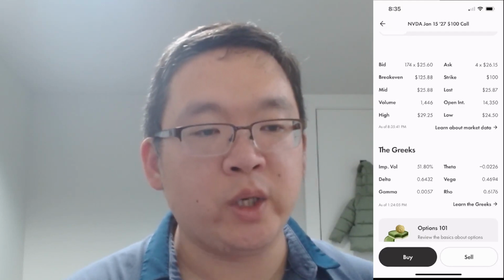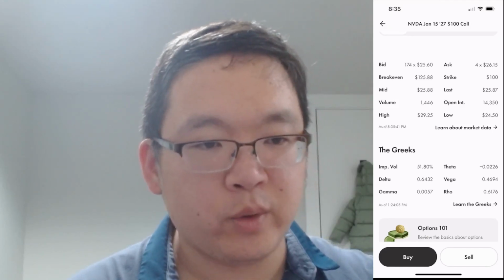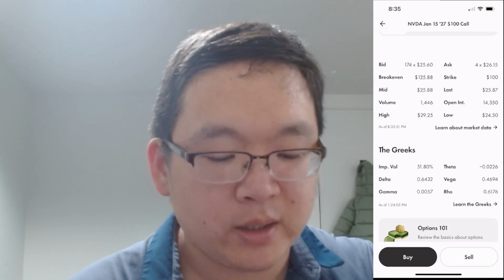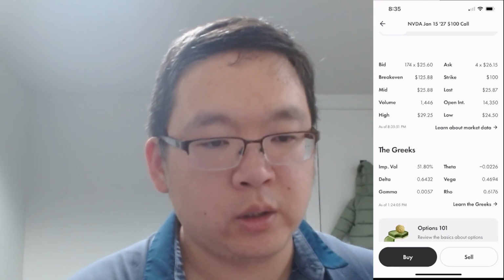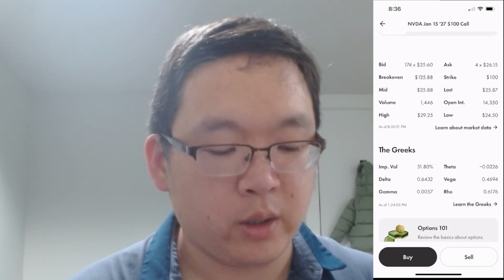Because again, theta is much weaker when we have a long time period. The burn, or the decay, of the options contract is a lot stronger when we get closer and closer to the day. So if we're 2 or 3 days out, the theta becomes a lot stronger.